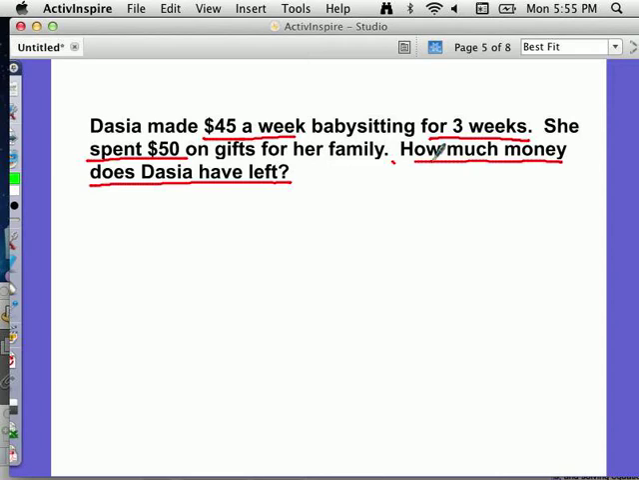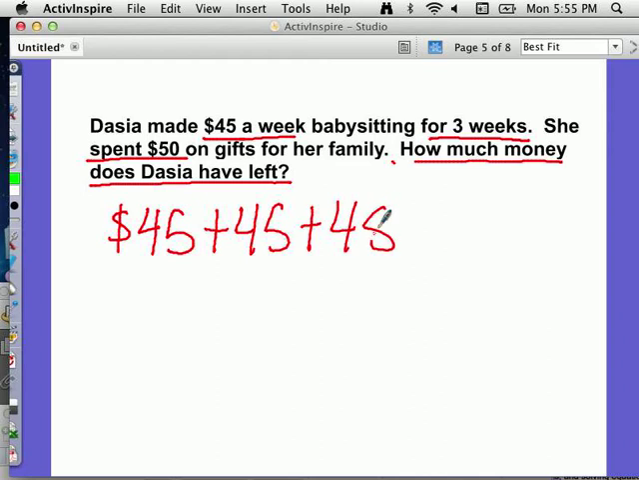So let's see if I can write an equation for this. First and foremost, what I want to find out is how much money did Deja make over those 3 weeks? So I know that she made $45 a week, and she worked for 3 weeks. Miss Holland, how can I write that? 45 plus 45 plus 45? Or what's a shorter way of doing that? I think that I can write 45 times 3. That works. Good. Because 45 times 3 would represent how much money Deja actually made.